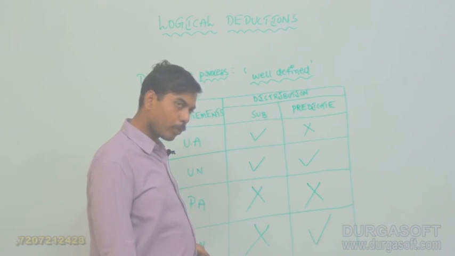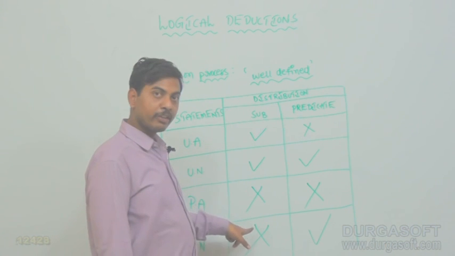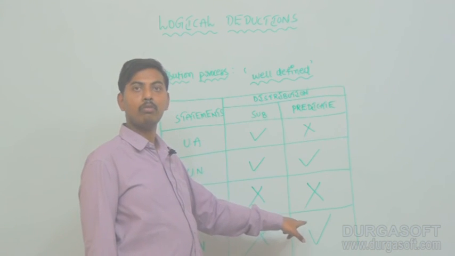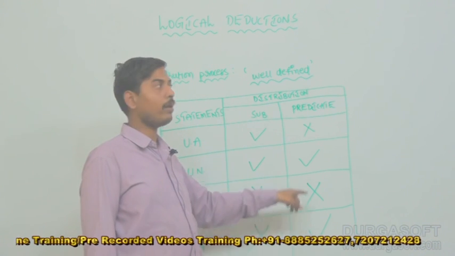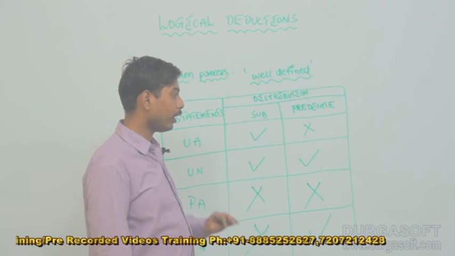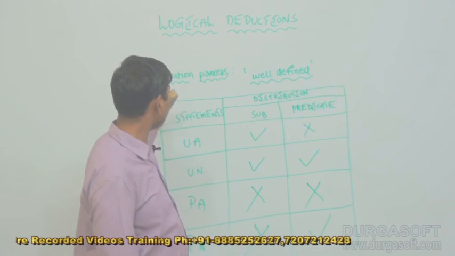In particular negative statements, the subject is not defined well and the predicate is defined well. Subject is not defined well and predicate is defined well. This is the distribution process for all the statements in this topic, right? Let us move to the next one.